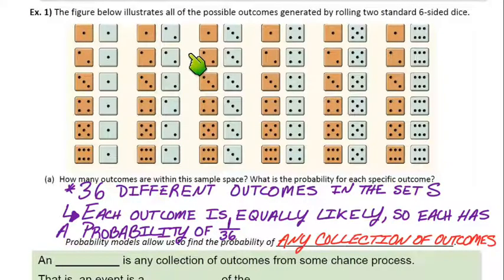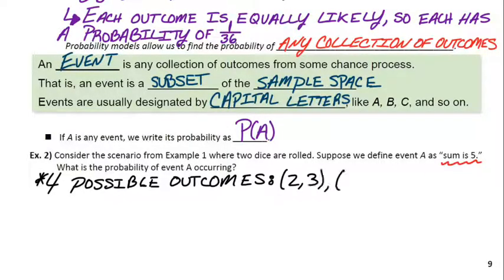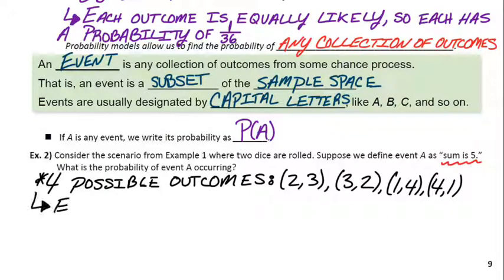But we could roll a 2 and a 3, a 3 and a 2, or you could get a 1 and a 4, or a 4 and a 1. So that's 4 possible outcomes of the 36, where you could get a sum of 5. So we've got 4 possible outcomes. You go 2, 3, 3, 2, 1, 4, or 4, 1. And none of those are special by any means, so they actually all have the same probability. So each one of those has probability 1 out of 36 of happening.